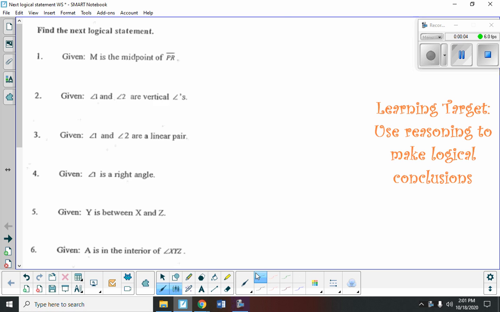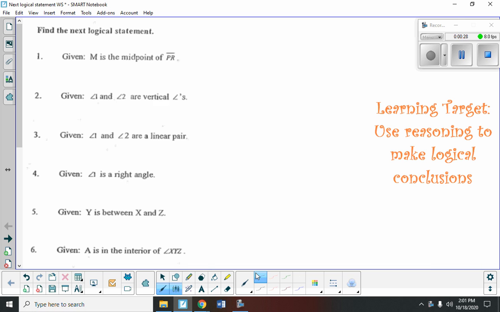All right, in this little video, we are going to use reasoning to make the most logical conclusions. And this is the kind of thinking we need to do when we do proofs. So if you have the little pink packet that has all the proof reasons, take that out and look at that while we're working with that, because you'll be able to use that for tests, so I want you to know how to use that.